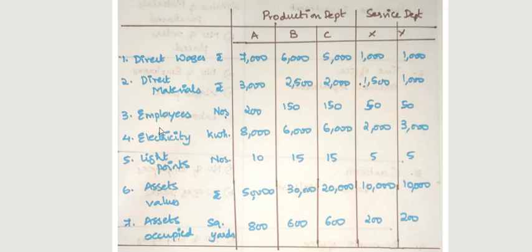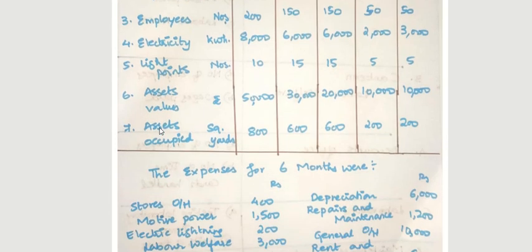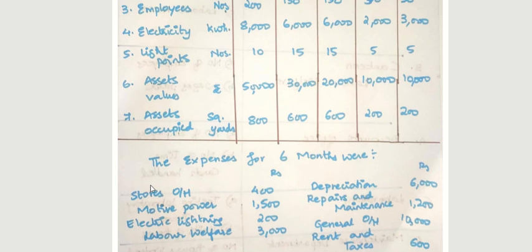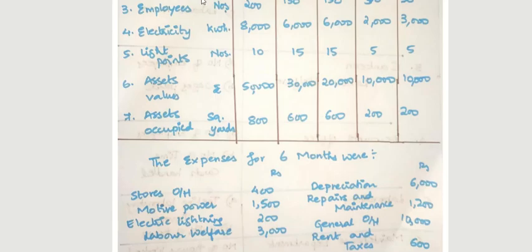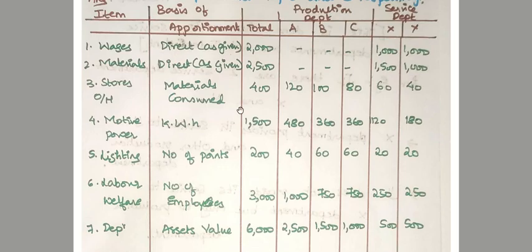Now let us move on to each of the expenses. Your next overhead expenses are stores overhead. Your stores overhead is apportioned based on materials consumed. If you see in the question, we have a direct material, so based on that it is apportioned. So your stores overhead amount is 400. This 400 is apportioned based on the ratio of material consumed. So you get your amount 120, 100, 80, 60 and 40.